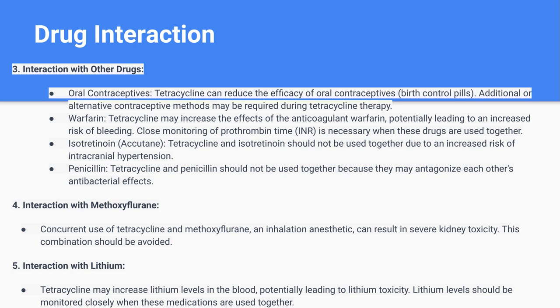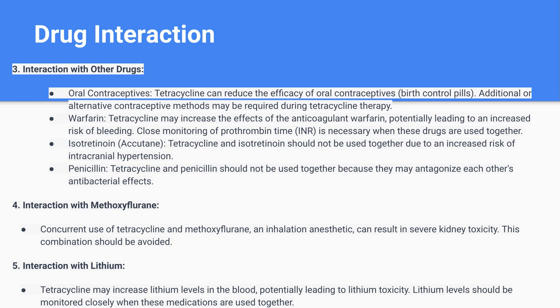Then there is warfarin. What is warfarin? Warfarin is an anticoagulant, so it prevents clotting. Tetracycline actually potentiates warfarin. If tetracycline comes up, there can be a chance of bleeding because it is potentiating the anticoagulant effect. So you have to go for a prothrombin time, PT. Basically we go for INR.